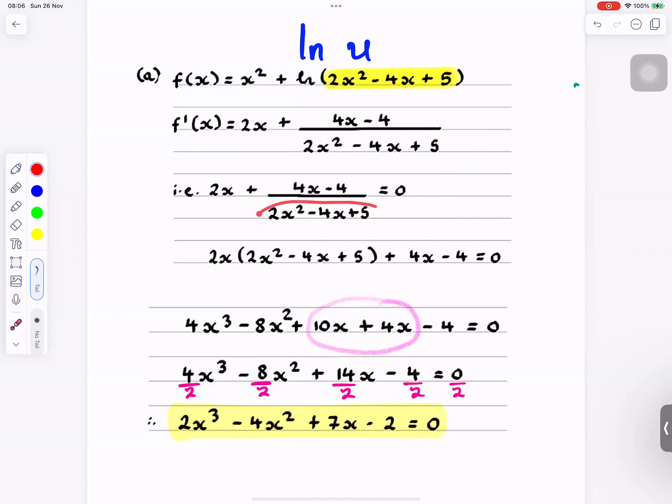Now you multiply all of them by 4, 2x squared minus 4x plus 5. And you get this linear expression. You put them together. Make sure this 10x plus this 10x gives you 14x. And then you divide everything by 2 to get the expression.